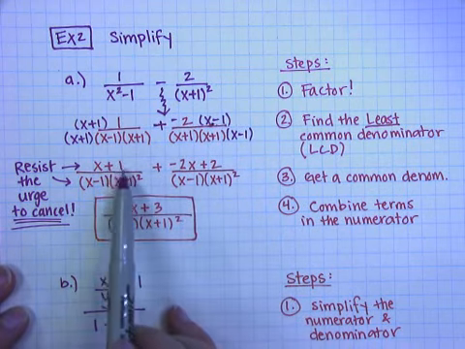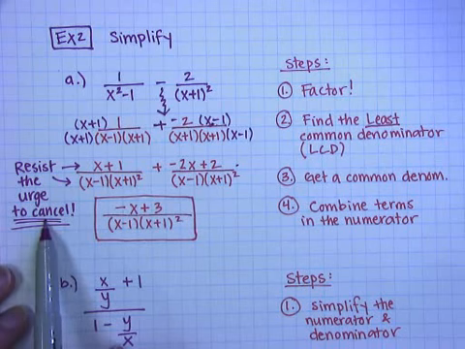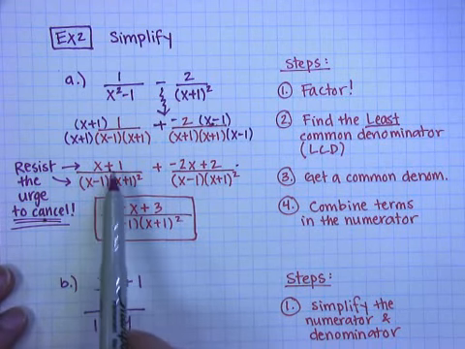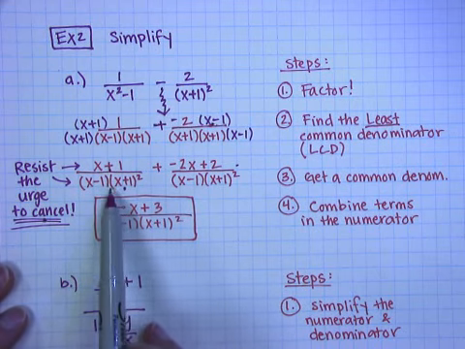And then after I've simplified the numerators, you have to really resist the urge to cancel here. I know that I see an x plus 1 on top and an x plus 1 on bottom, and it's going to be so tempting to just cancel those out.